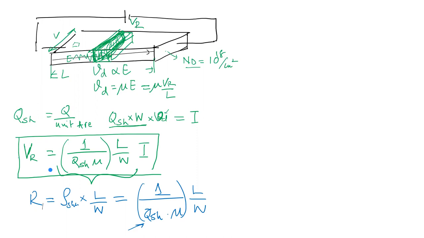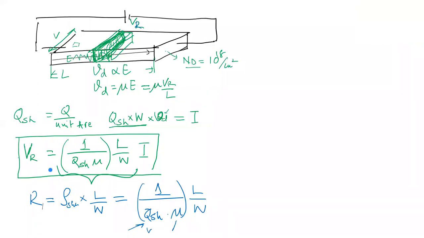Right. So if everything remains the same, I just increase the number of charges. That means the number of charges per unit cross-section area increases, right? For the same VR. Yes, sir. So which means that it looks like a smaller resistance. So obviously that makes sense, right?